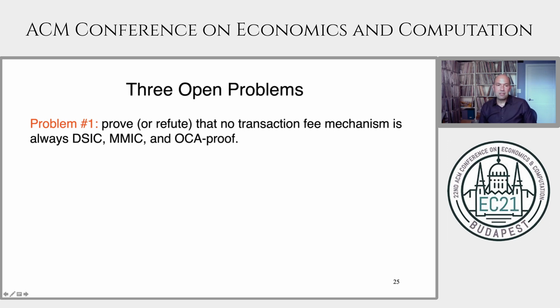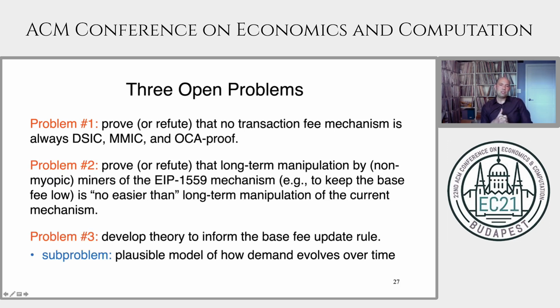So I'm out of time. Let me wrap up with, let me just flash 3 open questions. As I said, it's open whether there is a transaction fee mechanism that meets all 3 incentive constraints. It would be great to study incentive issues at a timescale longer than a single block. So, for example, persistent collusion by miners over multiple blocks. There's a great game theory question there. And then we also need theory about what's the best way to implement the tâtonnement process.